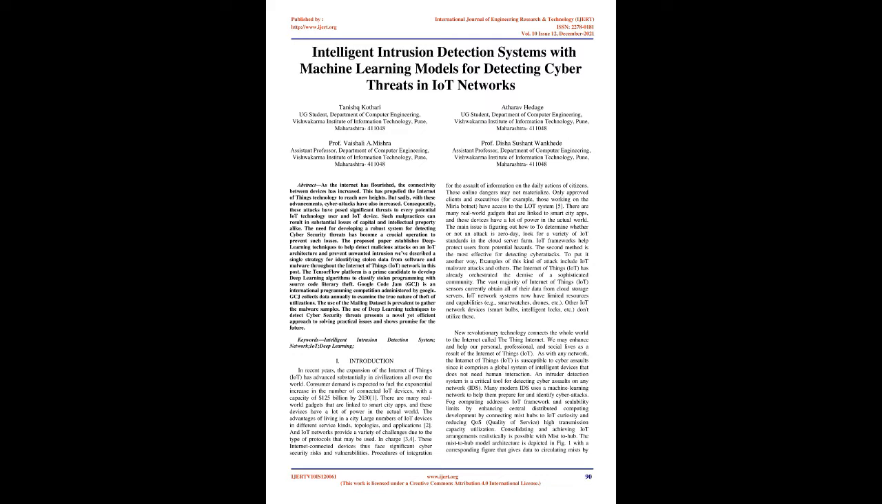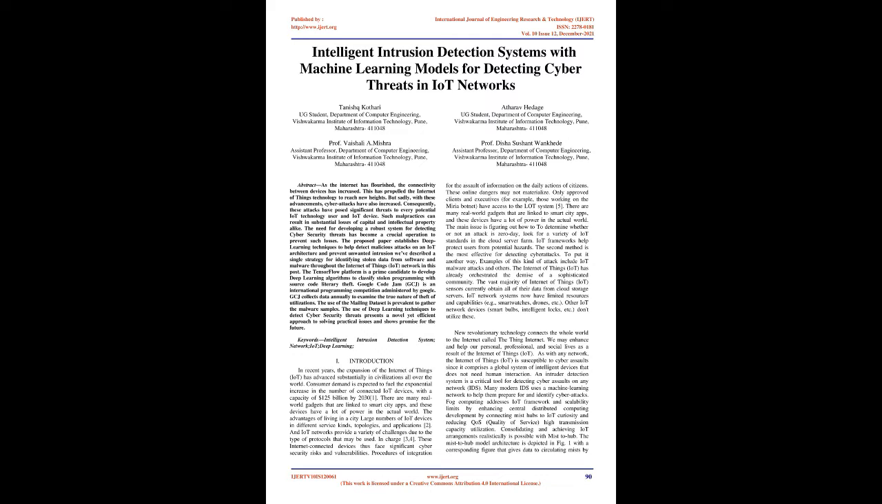To put it another way, examples of this kind of attack include IoT malware attacks and others. The Internet of Things, IoT, has already orchestrated the demise of a sophisticated community. The vast majority of Internet of Things, IoT, sensors currently obtain all of their data from cloud storage servers. IoT network systems now have limited resources and capabilities, for example smartwatches, drones, etc. Other IoT network devices, such as smart bulbs, intelligent locks, etc., don't utilize these.